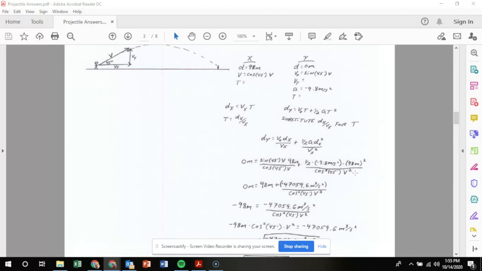Over here, I can actually plug in all my numbers in the numerator, 1/2 times negative 9.8 times 98 squared, and that gives me negative 47,059.6. The units would be meters cubed per second squared. And then in the denominator, I didn't do anything. I left that as cosine squared 45 times v squared. So you can see that right here is unchanged.